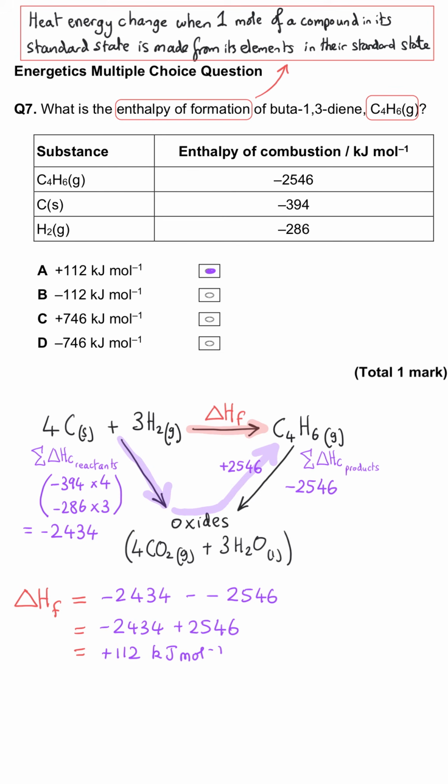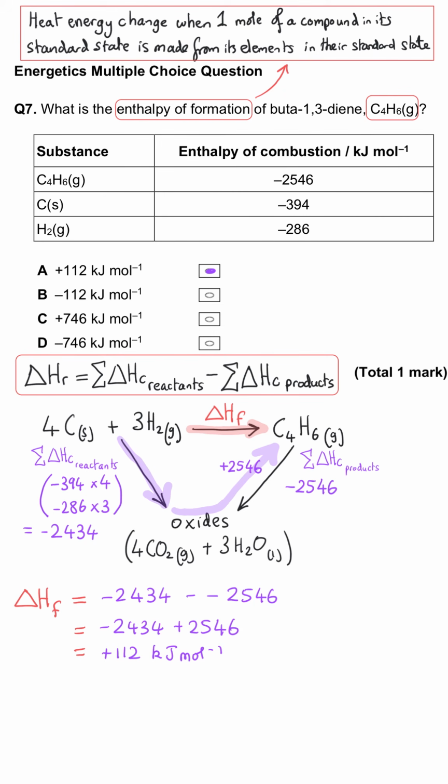I mentioned that there was a shortcut that you can use, and the shortcut is based on the Hess cycle, and that means you don't have to draw the cycle every time. And that is that the enthalpy change for any reaction, doesn't matter what it is, can be found by taking the sum of the enthalpies of combustion of the reactants and subtracting the sum of the enthalpies of combustion of the products. And you can use that for any equation when you've been given the enthalpy of combustion data.